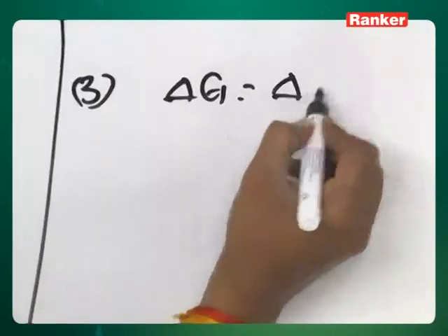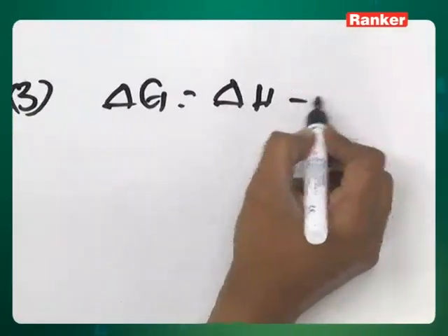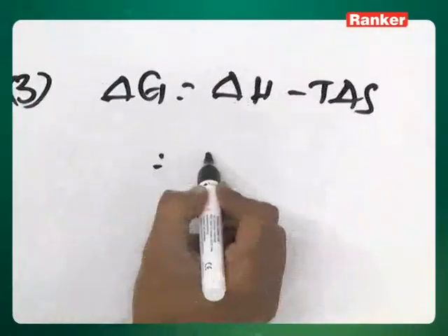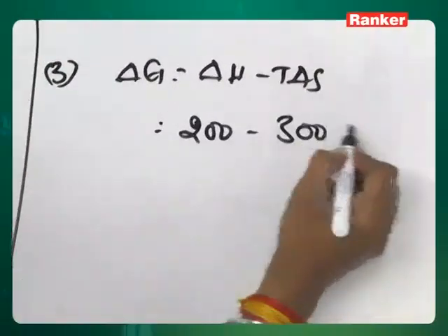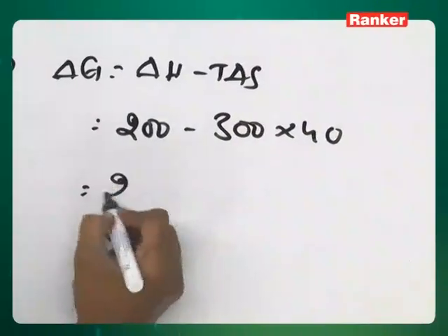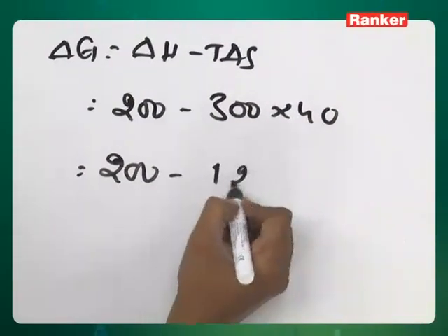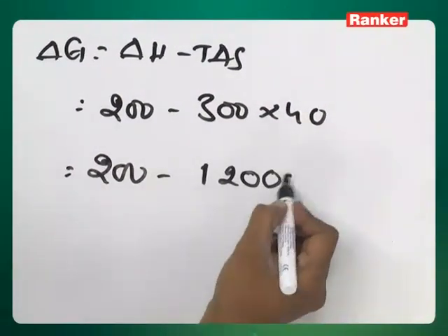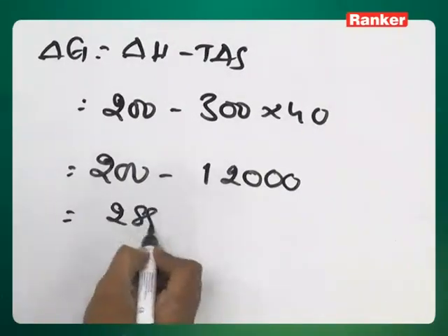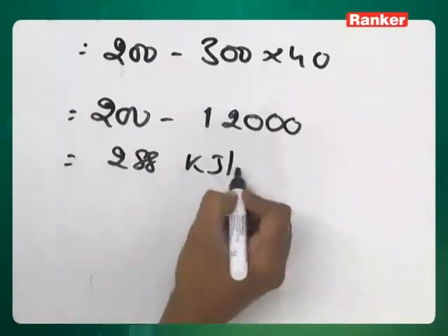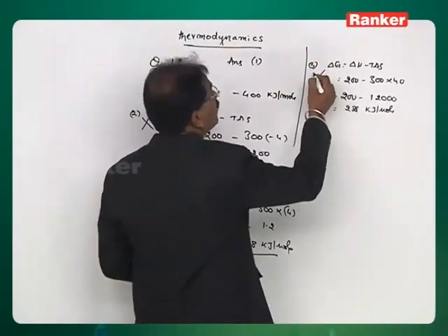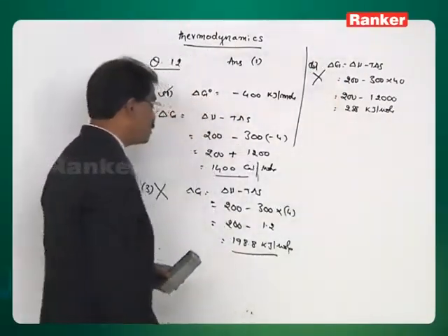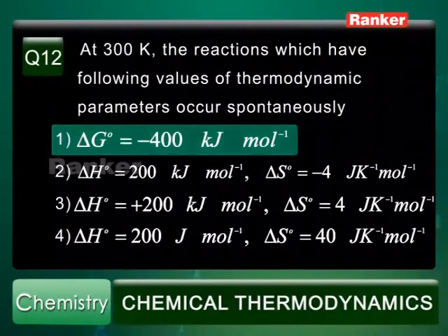Del G is equal to del H minus T del S. That is 200 minus 300 into 40. That is 288 kilojoules. Here again we got the free energy change with a positive sign, hence the fourth option is also wrong. So, the answer is 1.